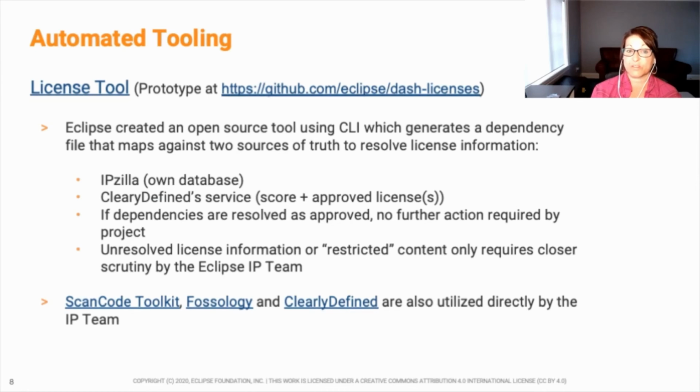If all of the dependencies are resolved, that's it. The Eclipse project can continue on its development cycle and not worry about any further IP issues until they introduce any other third-party libraries. Of course, if there are unresolved or restricted items based on the license checker, then it requires a closer scrutiny by the Eclipse IP team. This is when an Eclipse project would reach out to the IP team for assistance. The IP team will then utilize other tooling and investigate at a deeper level if this content has a license that can in fact be approved for Eclipse distribution.